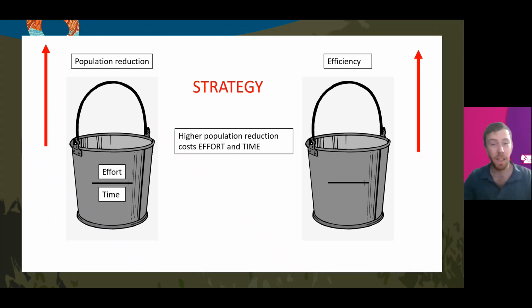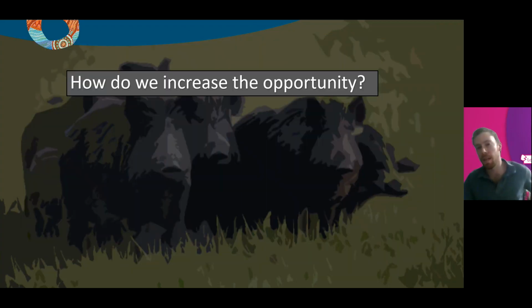But if we aim to be more strategic in our approach to feral pigs and target areas of high use, for example, theoretically, we can achieve higher population reductions at the same time as achieving higher efficiencies. So to be more strategic in our approach, we need to increase the opportunity that a pig finds and interacts with a control tool, be it a bait, a trap, whatever it is. And to increase the opportunity, we need to understand more about the pig. We need to gather information on the feral pigs: where they go, what they do, what they like, what they eat, and we use that to our advantage.